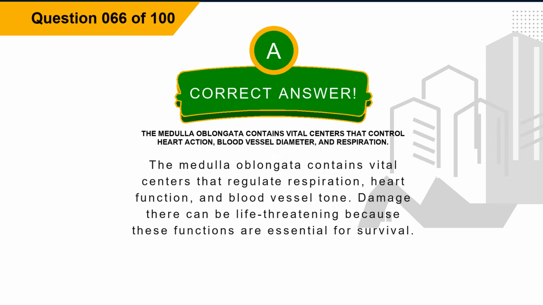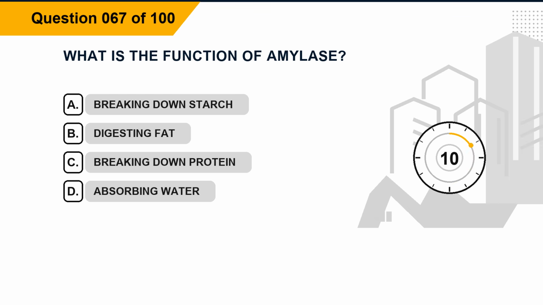The correct answer is option A. The medulla oblongata contains vital centers that control heart action, blood vessel diameter, and respiration. Explanation. The medulla oblongata contains vital centers that regulate respiration, heart function, and blood vessel tone. Damage there can be life-threatening because these functions are essential for survival. Question 67. What is the function of amylase?